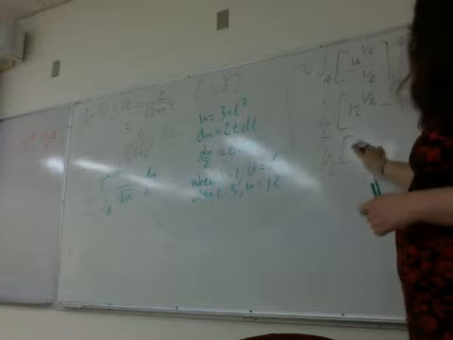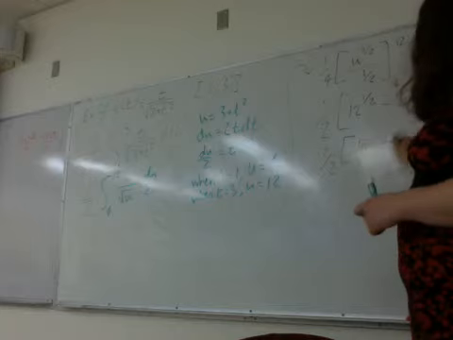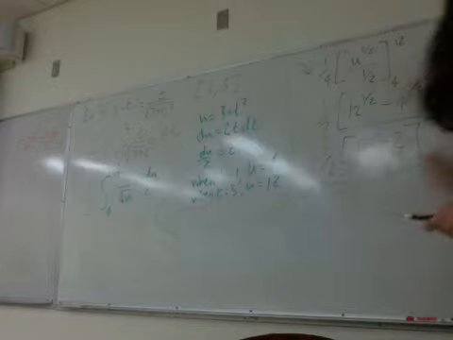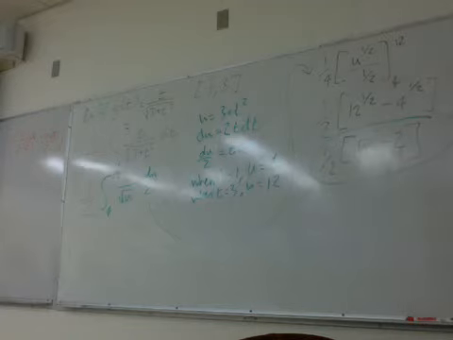12 to the 1/2 is just square root of 12. 4 to the 1/2 is square root of 4, which is just 2, sorry. And you can leave it like this if you want. This is the average value of that function on that interval.